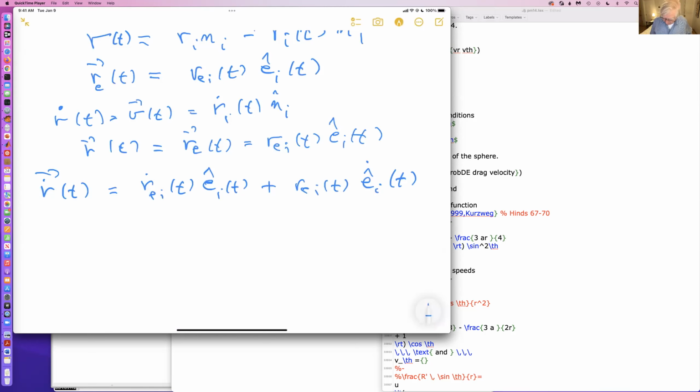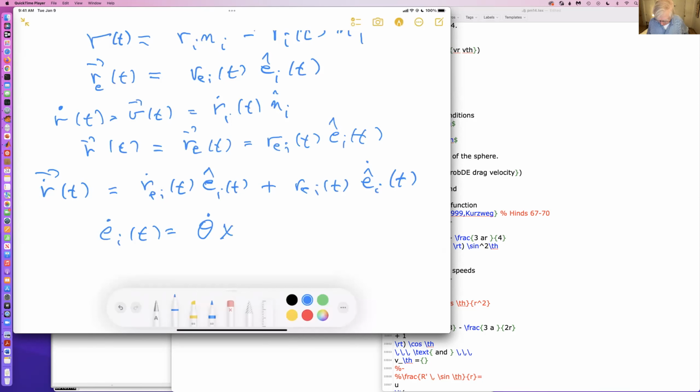But now EI of T, if the system is rotating with a constant angular momentum, then this is theta, let's see. EI dot certainly is, hold on a second, let me come back to here. EI dot is theta dot cross EI.